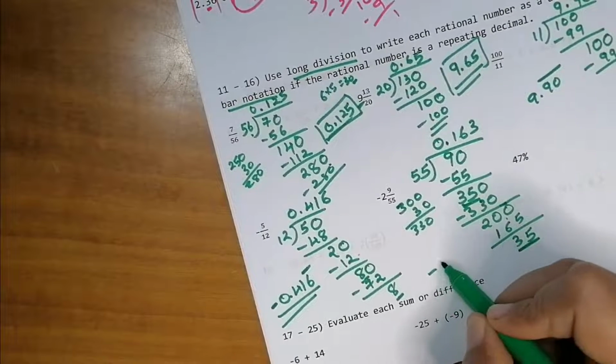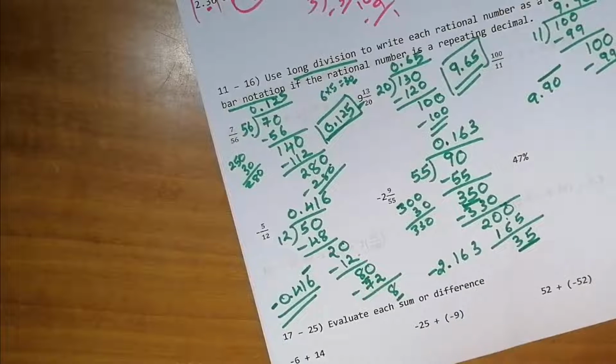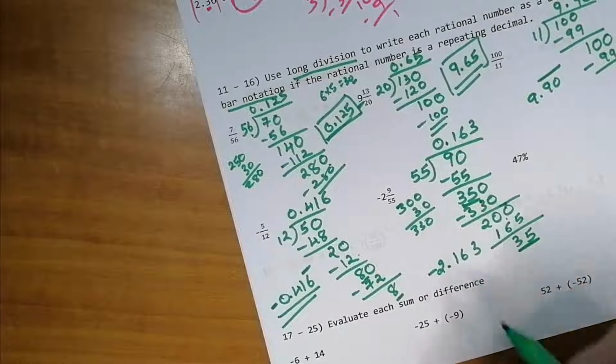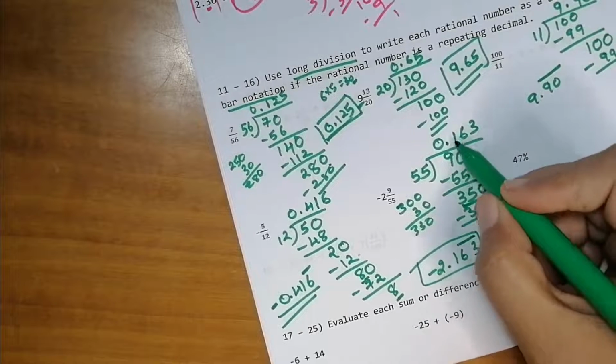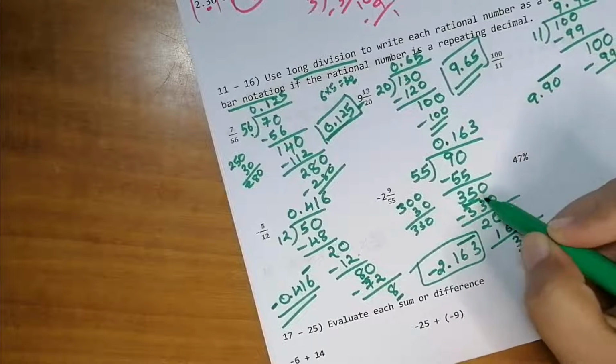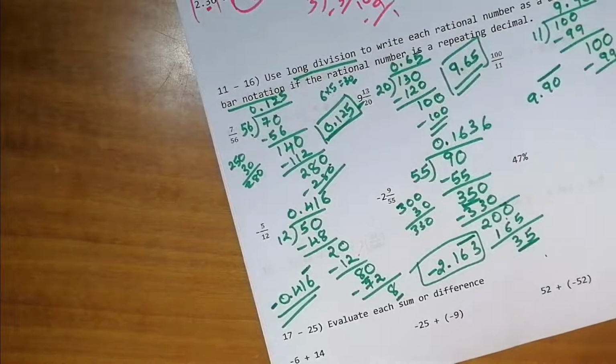So the answer is minus 2.163. And where will we have a bar? We'll have a bar from 6 and 3, right? Because for 1, it's not repeating here. Now it's 350, so we'll do it 6 times, right? And then 330, 200, and then it goes on and on. Okay?